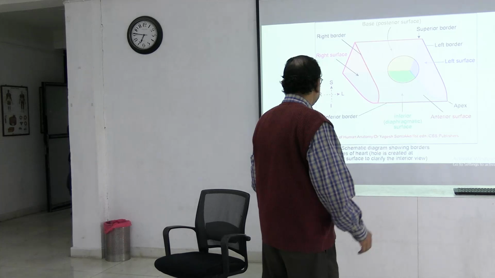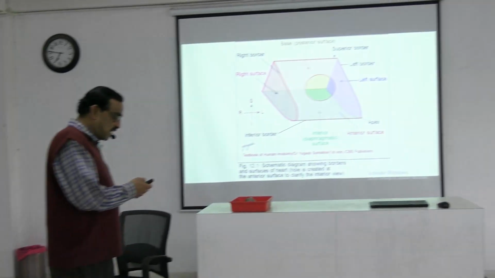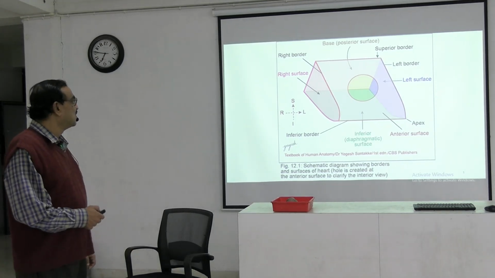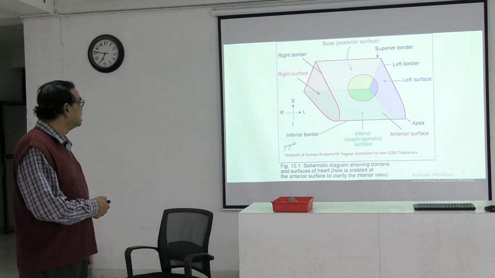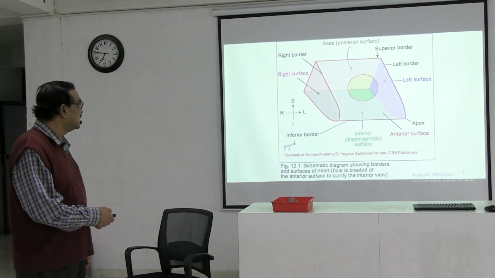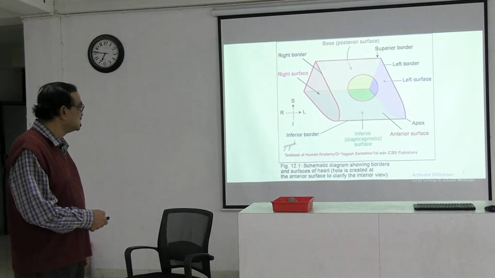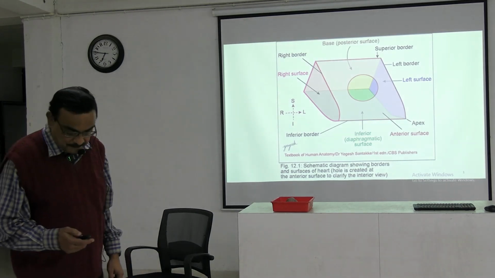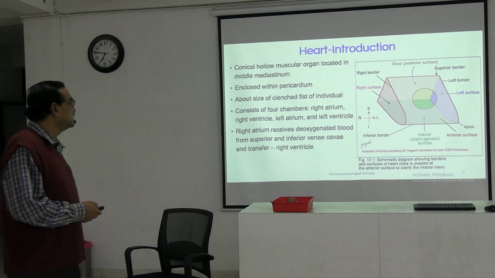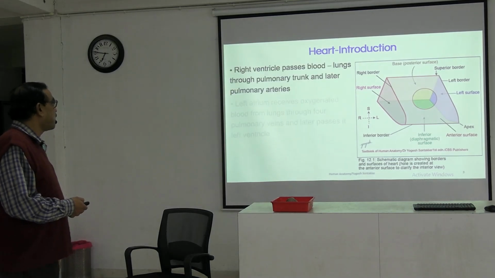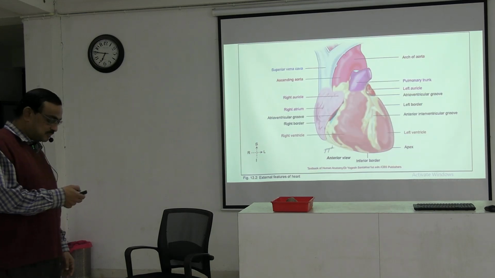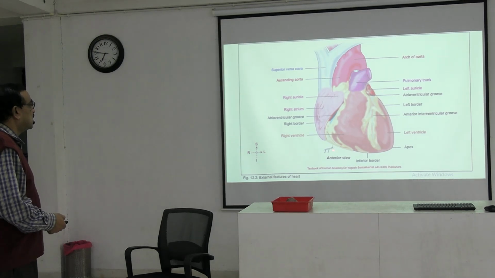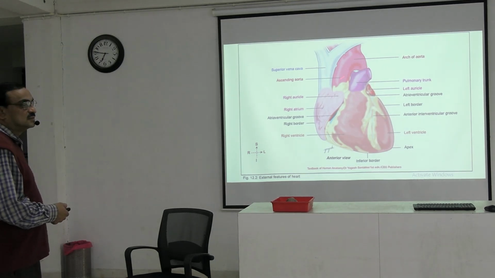Now it is an absolutely diagrammatic representation. So here we can find on the right side, this is the right surface, on the left side, the left surface, this is the apex, this is the inferior border, this is the superior border, and so on. So I have already said these things. Now this is what you are getting, more or less the image of a heart.